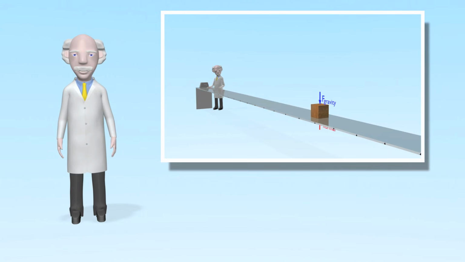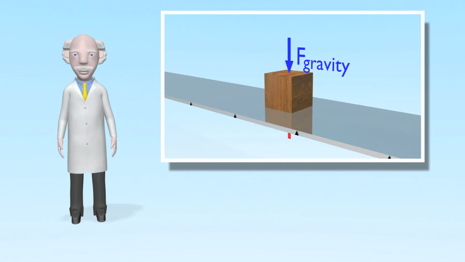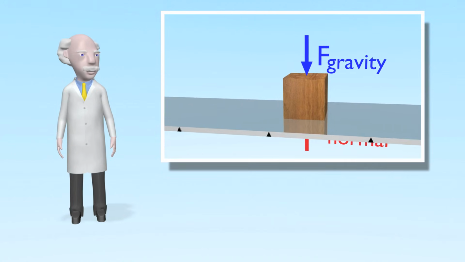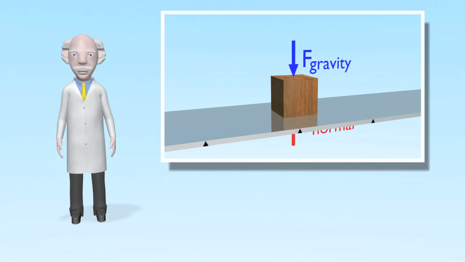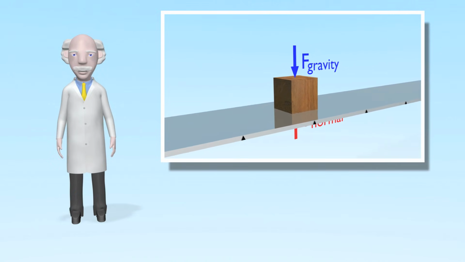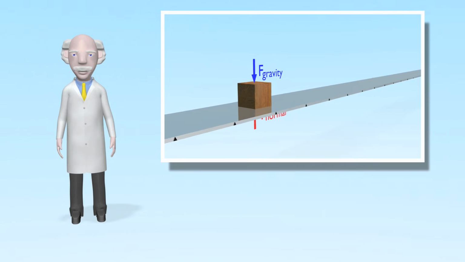So here is a question for you. What if the block moved on a surface which resisted the motion of the block? What do you think would happen? Can you draw a diagram of the forces on the block?